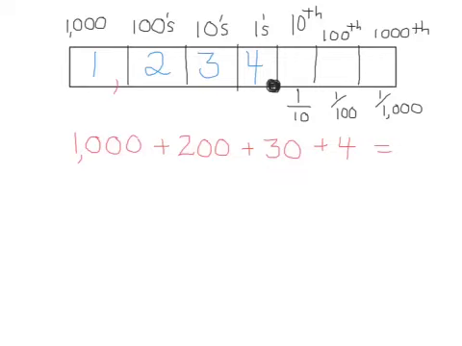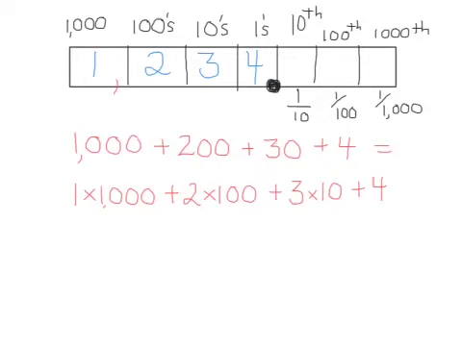I take it a step further and I take my 1 digit and I multiply it by the place that it's in, my 2, and I multiply it by the hundreds place, my 3 multiplied by the tens place, and 4, which I don't multiply by 1, I just leave it in the ones place because it's not necessary to multiply it by 1. We still have one more step.